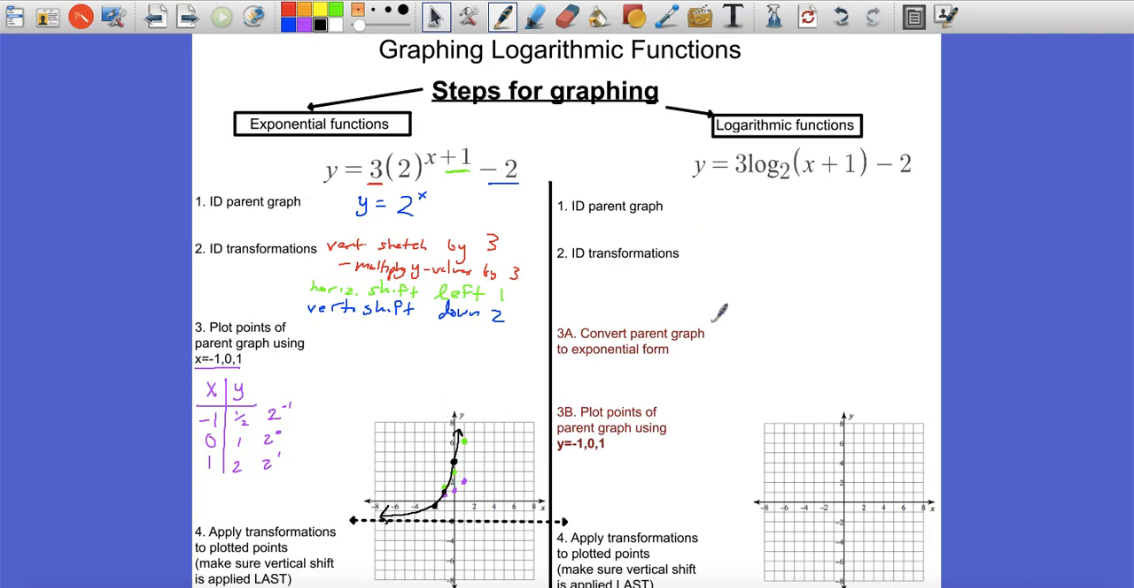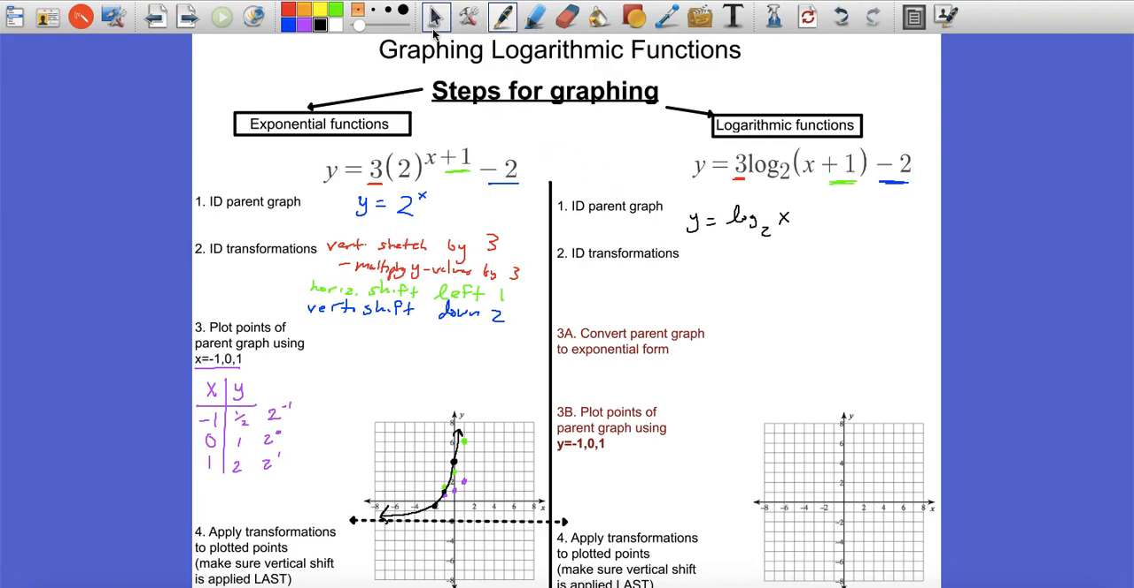Now, for graphing a logarithmic function, it's very similar, extremely similar actually. So we start by identifying the parent graph. Remember, our parent graph is what's there when we strip away the transformations. Well, the transformations are the 3, the +1, and the -2. So what's left when we strip away those is just y equals log base 2 of x. So that's our parent function.